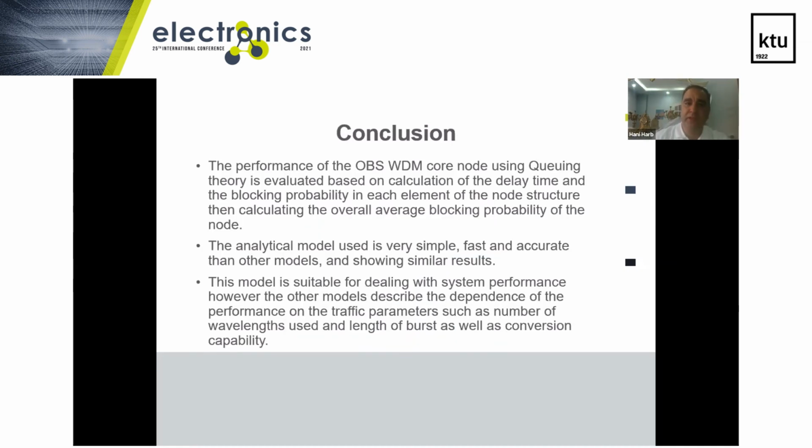Here is the conclusion. The performance of the optical burst switching WDM node using Quyet-Nguyen theory is evaluated based on the calculation of the delay time and the blocking probability in each element of the node structure, then calculating the overall average blocking probability of the node. The analytical model we use is very simple, fast, and accurate compared to other models, showing similar results. Finally, this model is suitable for dealing with the overall system performance.